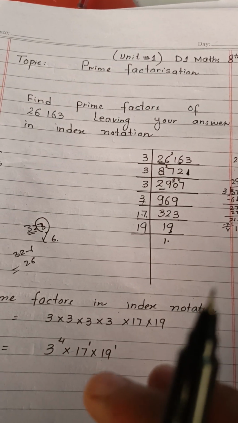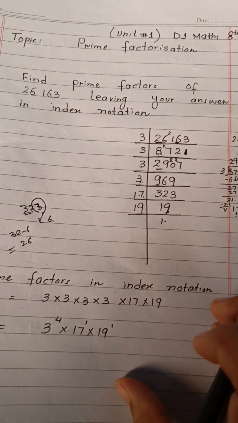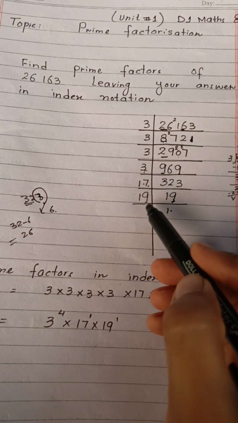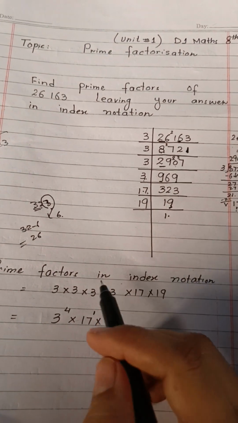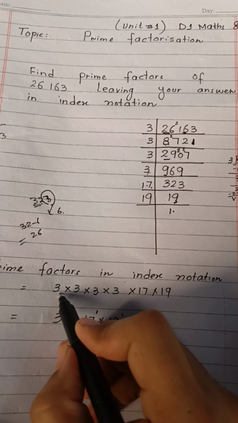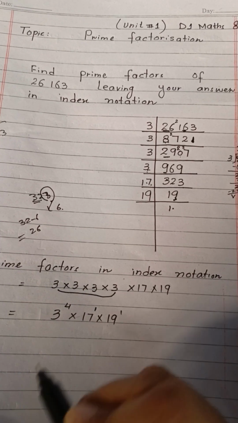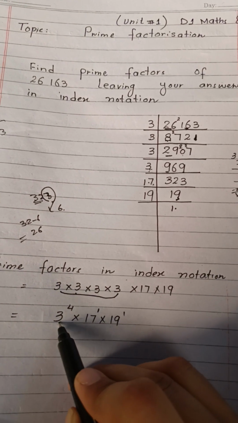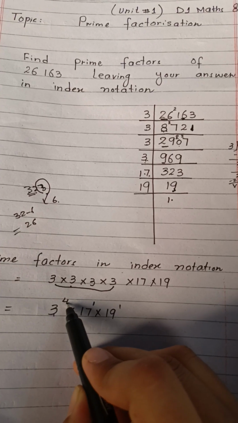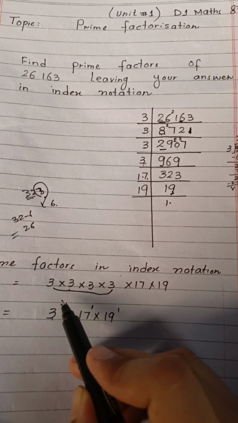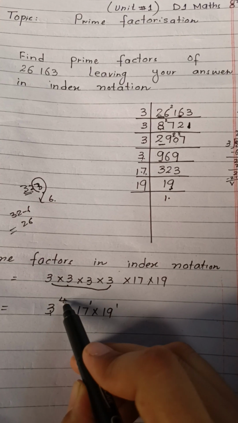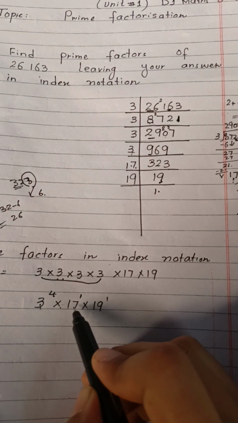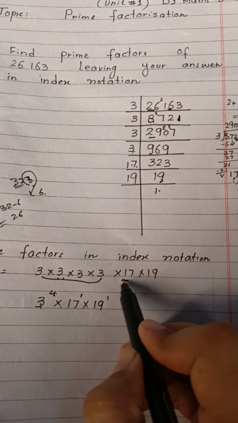Okay, now you have to write these prime factors in the form of index notation. 3 multiplied by 3 multiplied by 3 multiplied by 3 multiplied by 17 multiplied by 19. Index notation form means you will check how many times the number is repeating. 3 is repeating 4 times. So 3 power 4, 3 raised to power 4. You will put 4 on the power of 3.